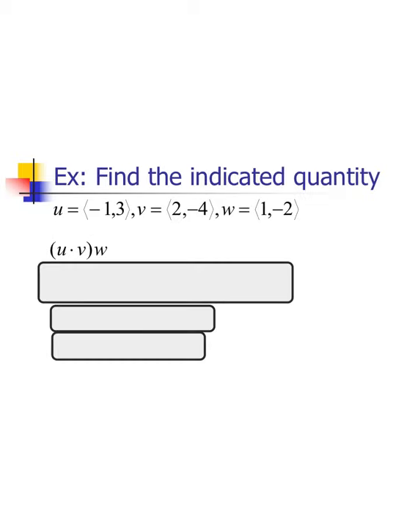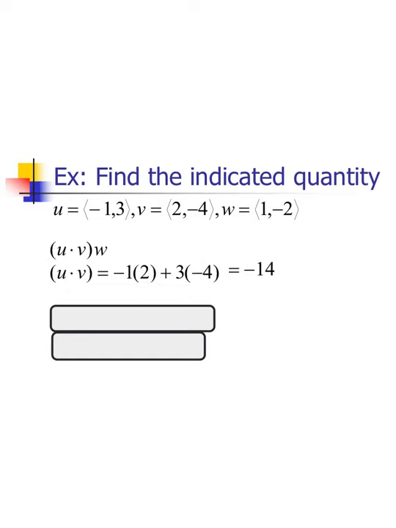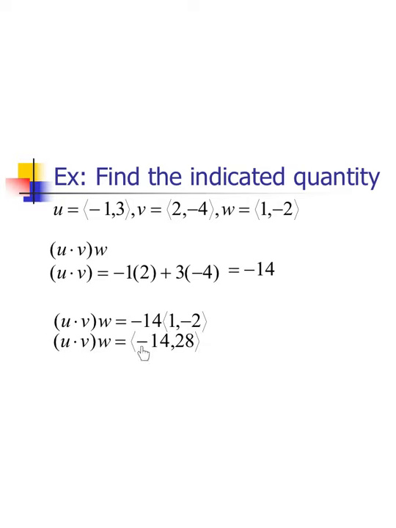For our example here, we have the dot product of u and v, and then we're multiplying that by this vector w. So I'm going to go ahead and do the dot product of u and v first. And you can see that I have, again, corresponding components being multiplied together, and then I'm adding the other set. And I got negative 14 as my scalar. I'm then going to take that scalar number and multiply it by my vector w. And my final answer, because I have a scalar times a vector, is a vector. And I have negative 14, positive 28 as my final answer.